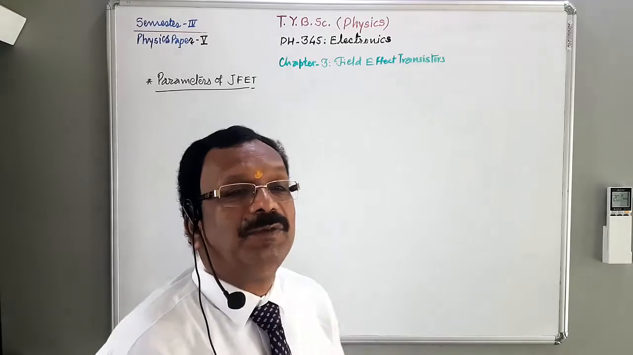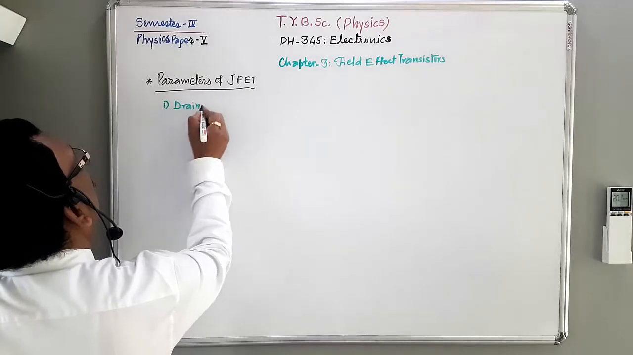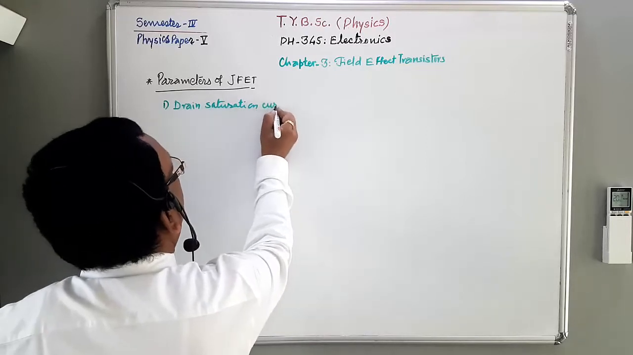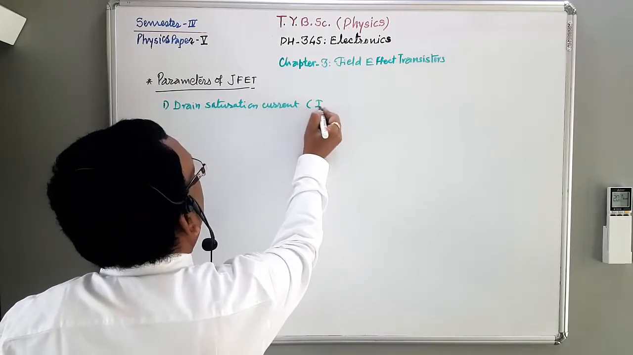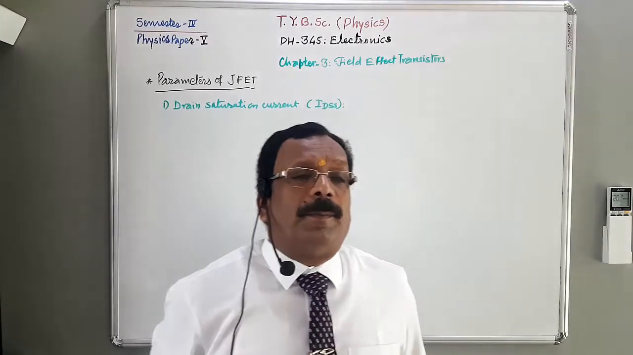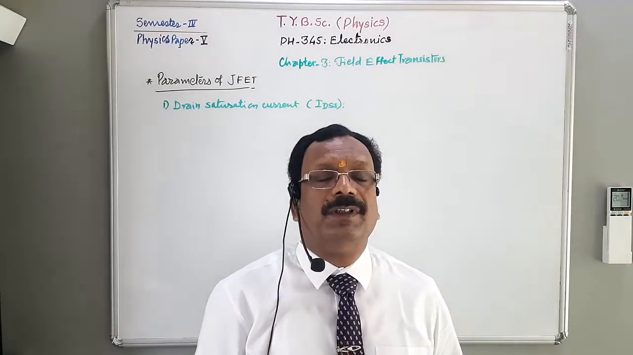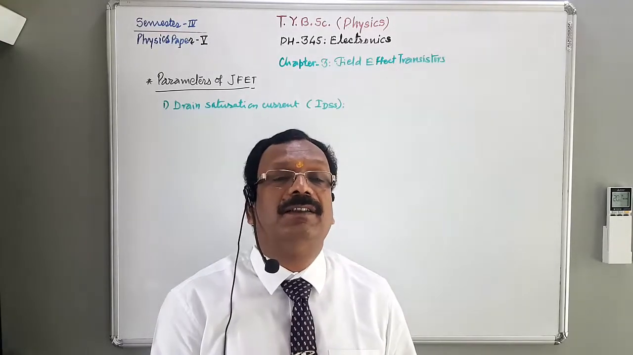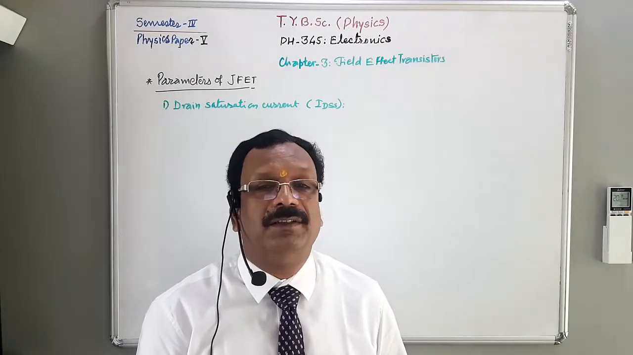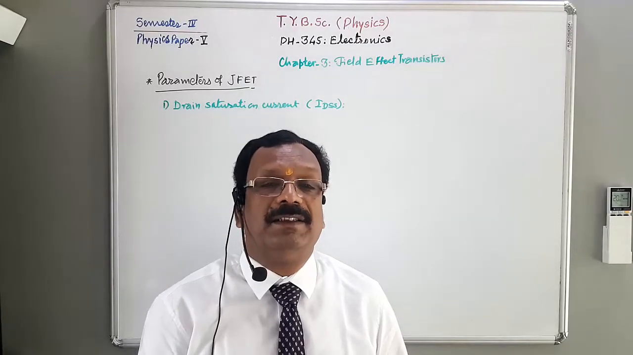First one is drain saturation current, that is IDSS. The maximum amount of drain current, that is ID, at a zero gate to source voltage is known as drain saturation current, and it is denoted by IDSS.